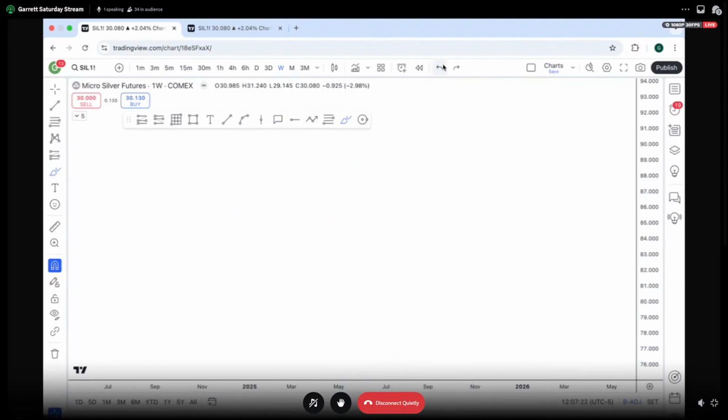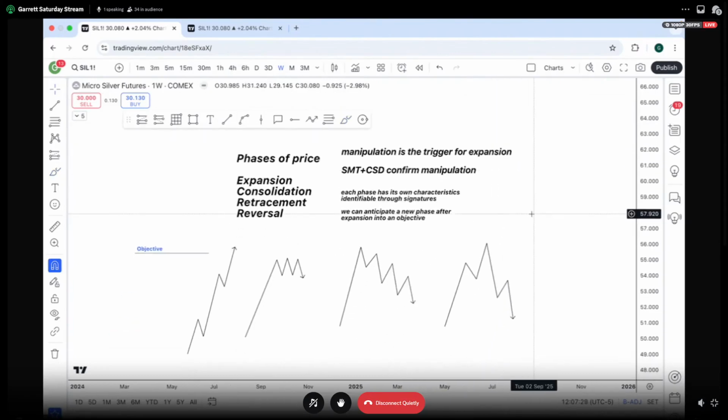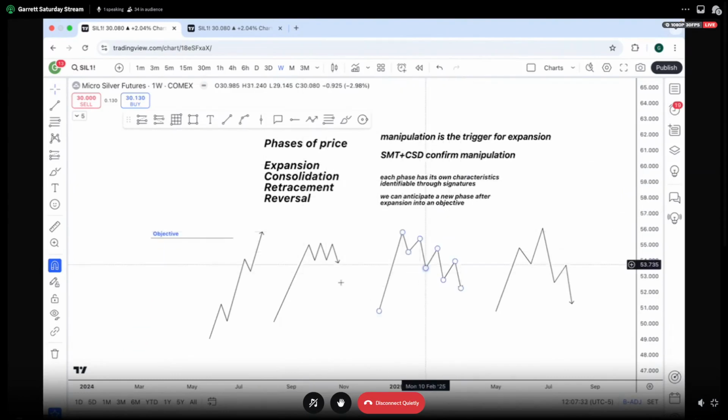So yeah, we want to look for SMT and change state delivery to confirm our reversals. Ideally, there's always SMT there. So that's pretty simple, right? Now I'm going to show you this simple rule that I use to basically trade away from key areas.